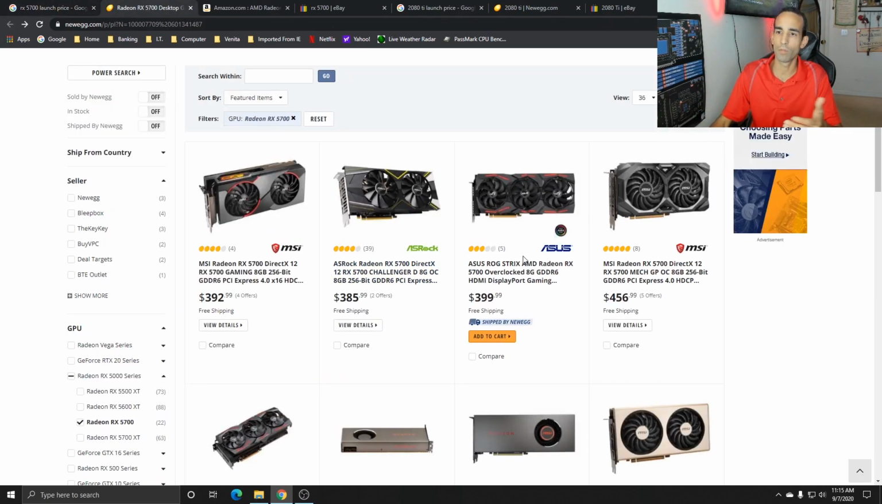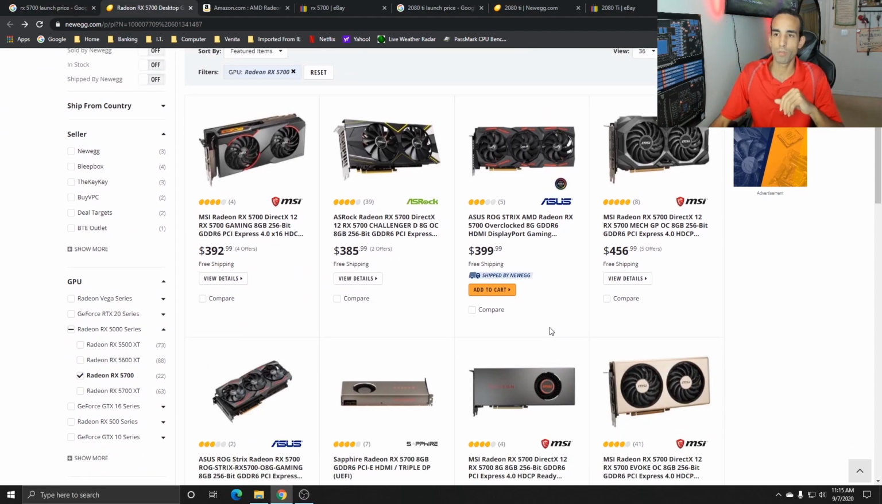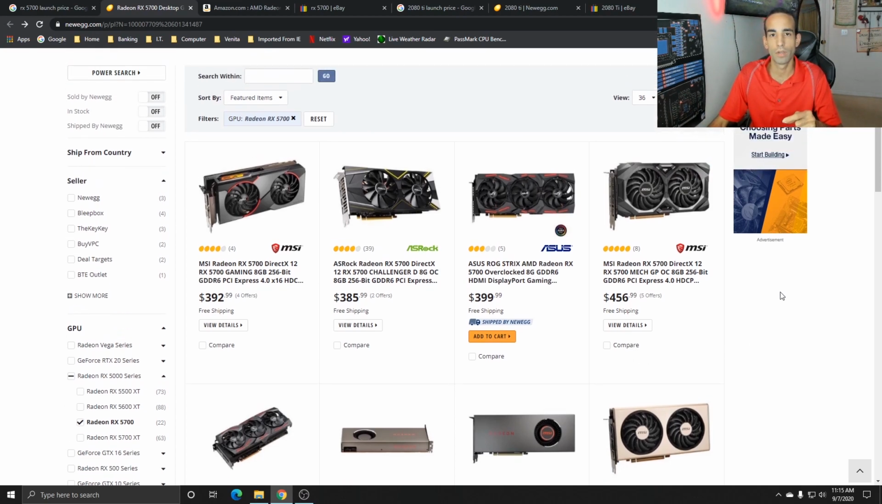And even right now, look at that. On the brand new market, we're still sitting a year later, September 2020. So past a year, and the prices are still relatively competitive on the 5700 XT and 5700.